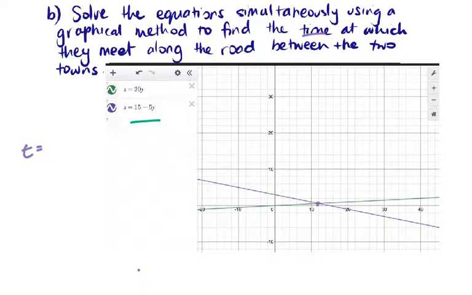Now, if you actually looked at the equation and you use the online tool, you can actually place your cursor on there. And what it will say is 12, 0.6. So our t value is 0.6 hours. Or if you converted that to minutes, that would be 36 minutes. So they would actually meet on the road between the two towns after 36 minutes from the time that they left their respective towns.